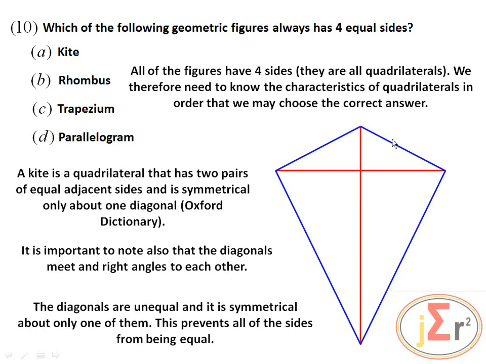So we'll have these two sides being equal and these two sides being equal. But if we look from here to here, those are not equal. So all of the sides of a kite are not equal.